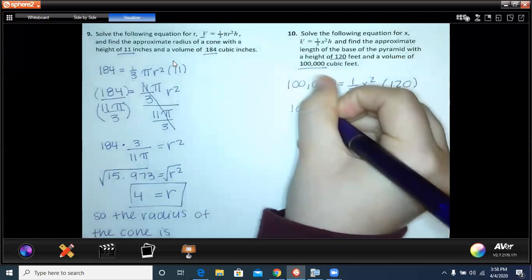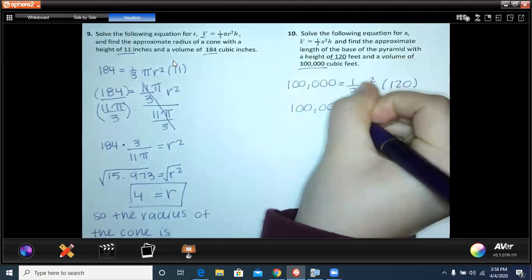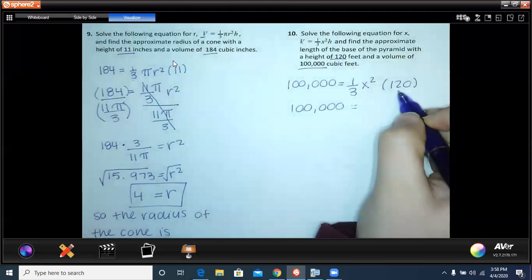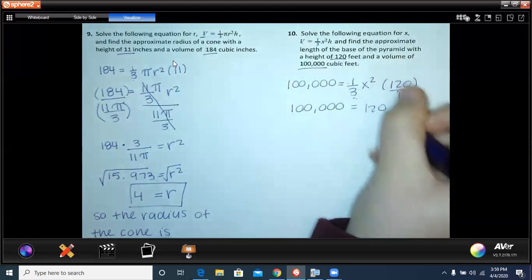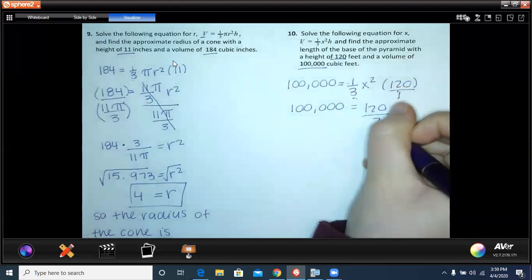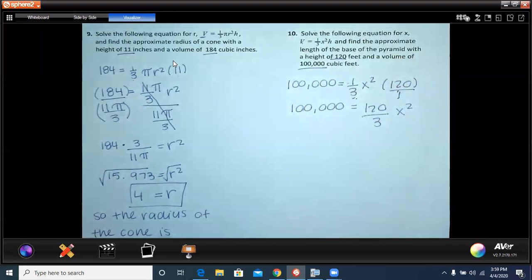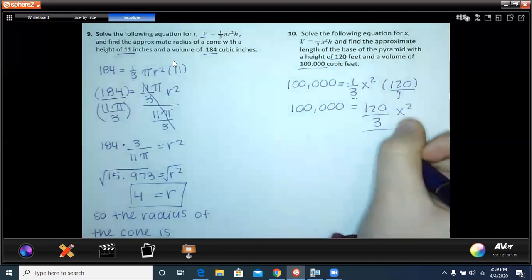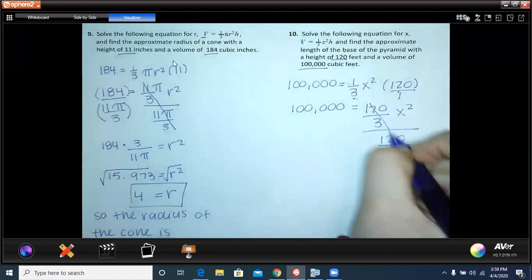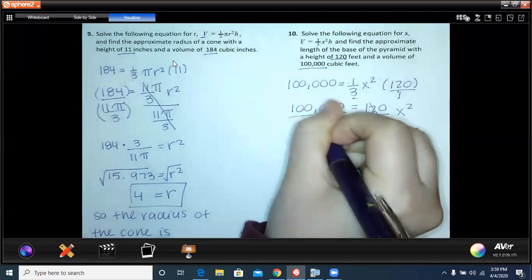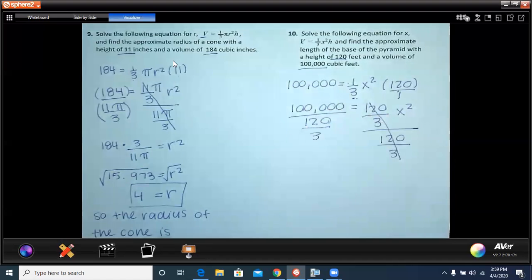So we have 100,000 is equal to, I want to combine my 2 numbers. So remember, this is like being over 1. So I multiply the tops. 1 times 120 over 3 times 1 times x squared. All right, and our goal is to solve for x. So I'm going to leave that x squared there, and I'm going to need to divide by 120 over 3 to make those go away. If I do it to one side, got to do it to the other.